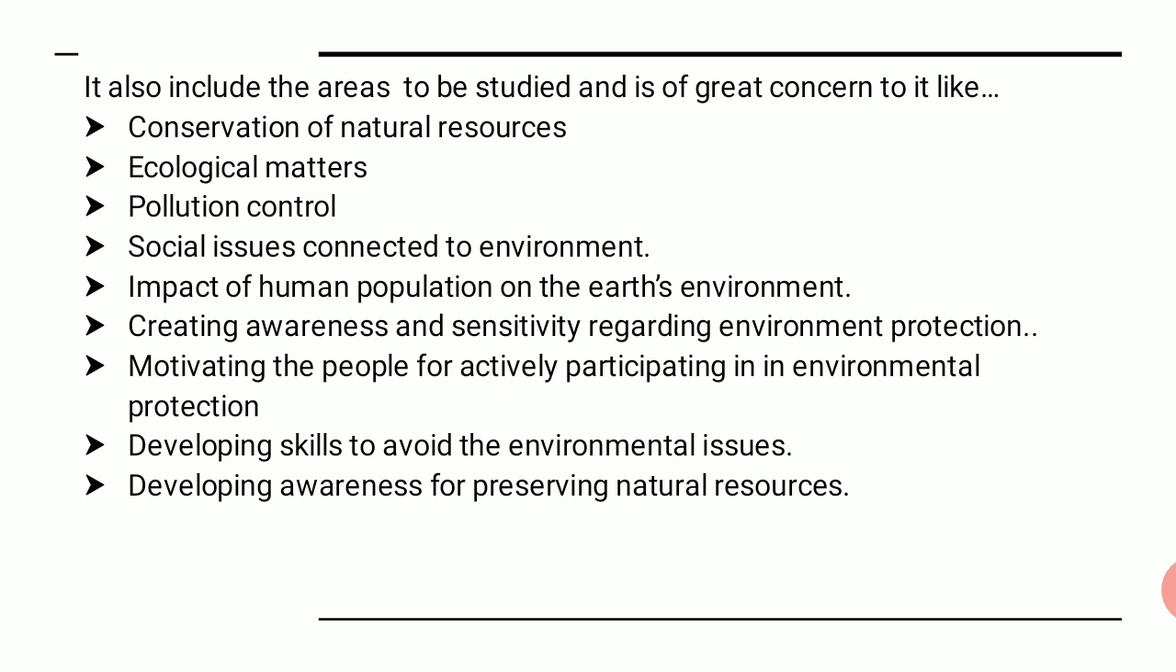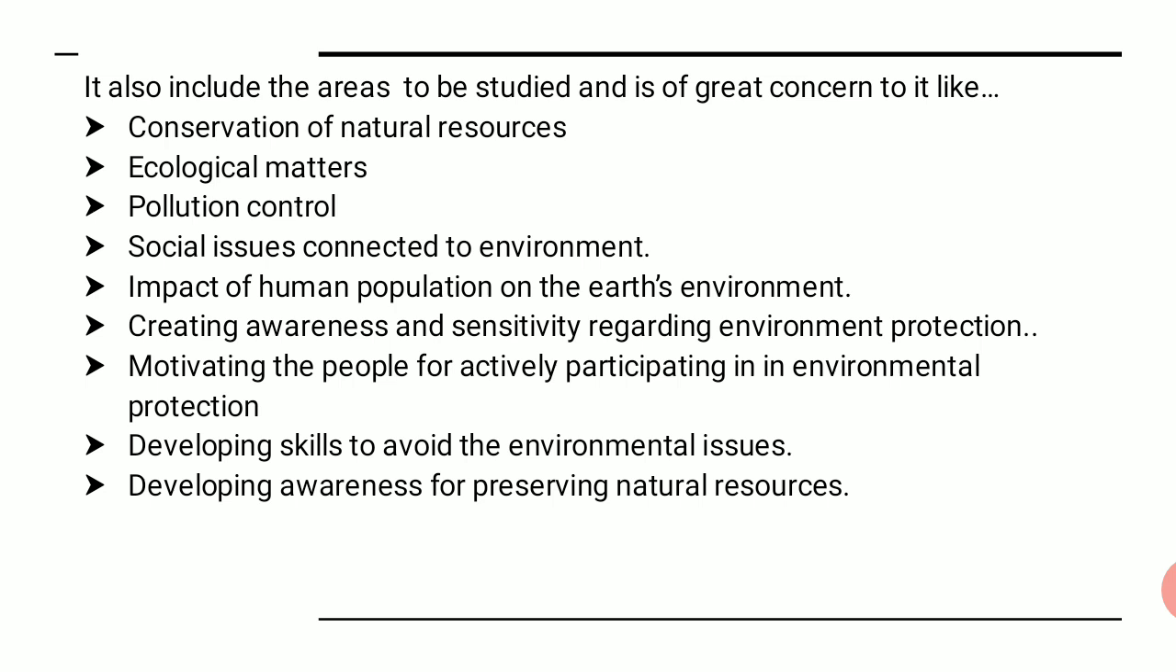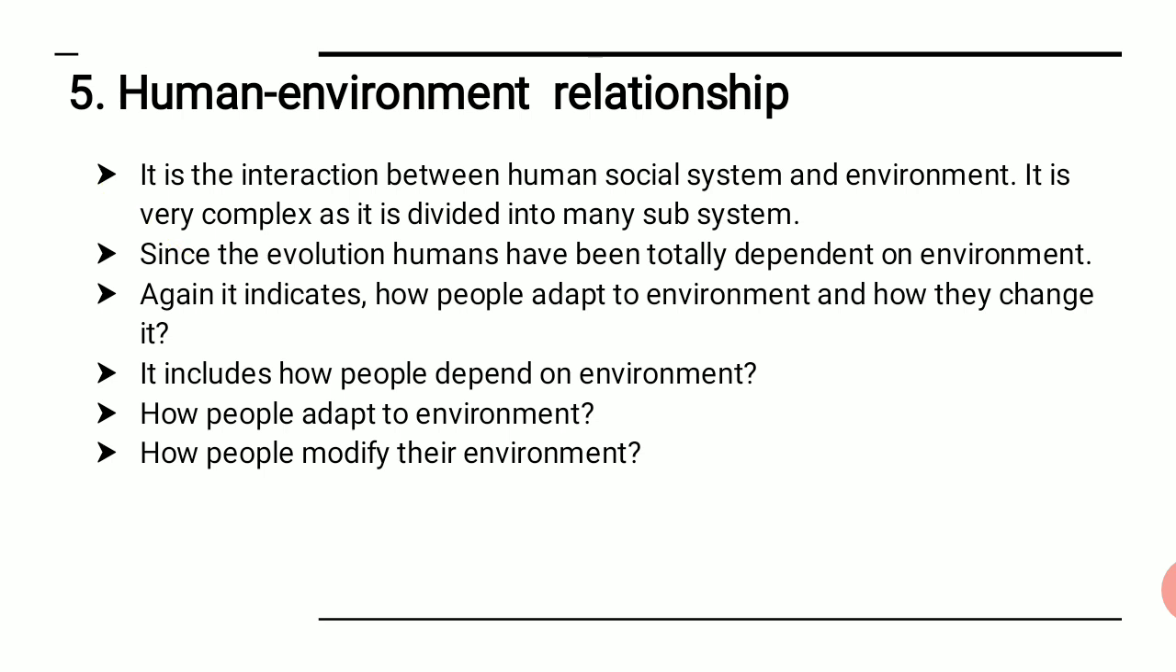So if we are asked about the scope of environmental science, we can say that there are four major sections: lithosphere, hydrosphere, atmosphere, biosphere, and it also tells us about all the points we have tried to study here. If we want to understand environmental science, then these many things are included in its study. So that was the 4th point that we have done of this particular B part.